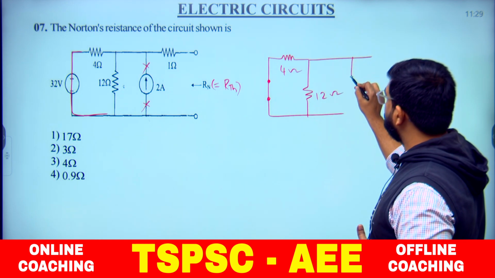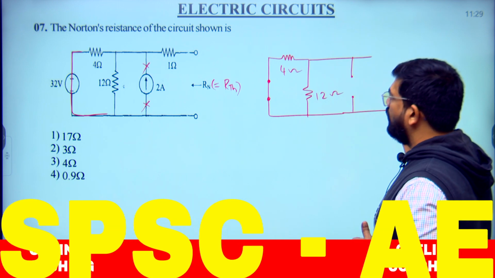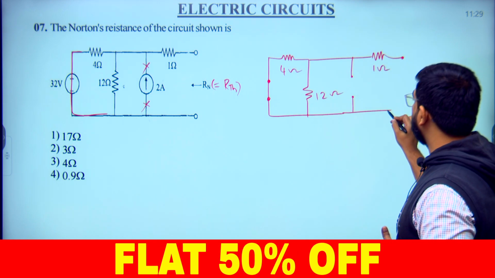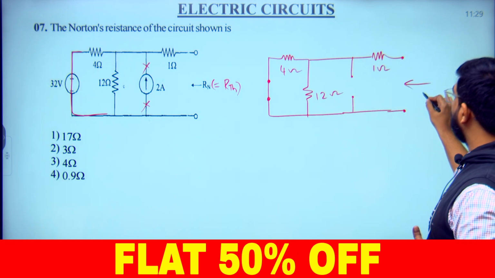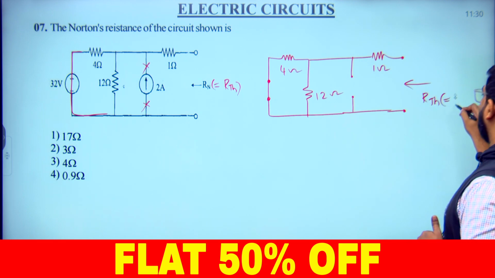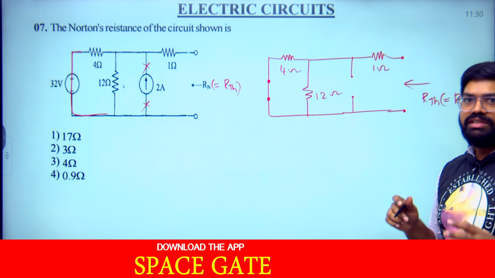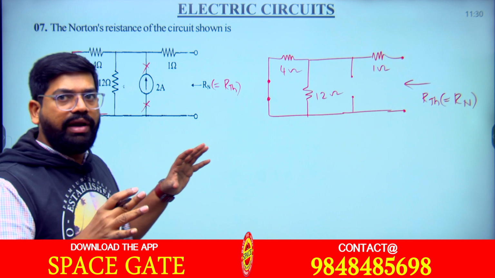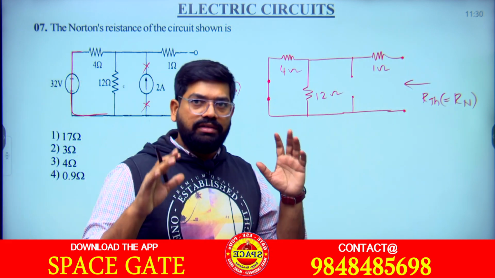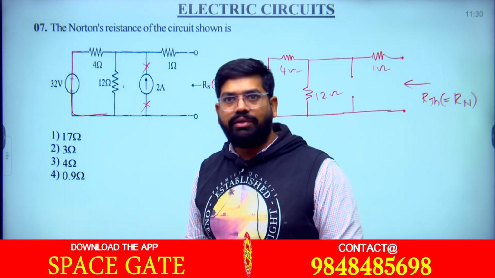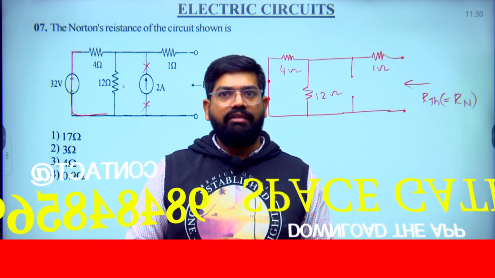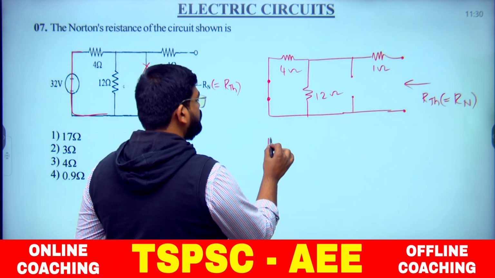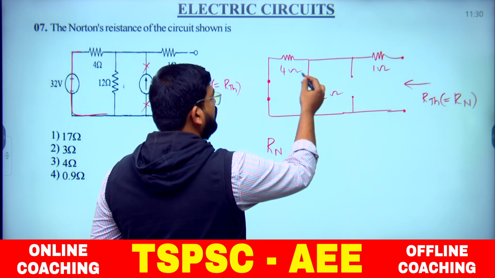Now we need to open circuit the current source. Already 1 ohm is present here, and from these terminals only we are finding Thevenin's resistance or Norton's resistance. As I said, the procedure is common for finding Thevenin's resistance or Norton's resistance. We need to deactivate the sources. Deactivation means we should short circuit the voltage source and open circuit the current source. Understood?